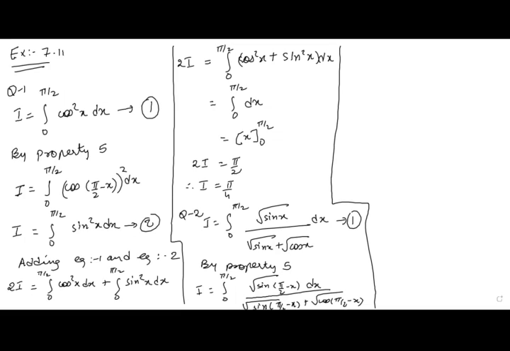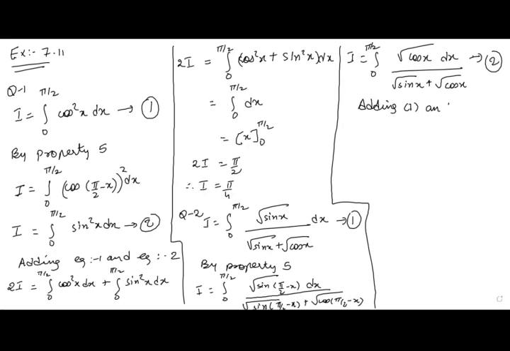Now the function will change, so it will be 0 to pi by 2 root cos x dx upon root cos x plus root sin x, but I will write this as root sin x plus root cos x, as addition is commutative. I can write a plus b as b plus a. Call this equation 2. Adding equation 1 and equation 2, I plus I will give me 2I, as the integration limits of both of them are the same.